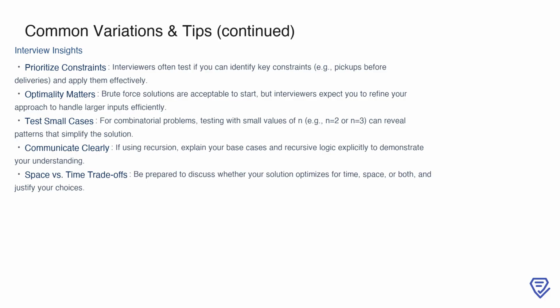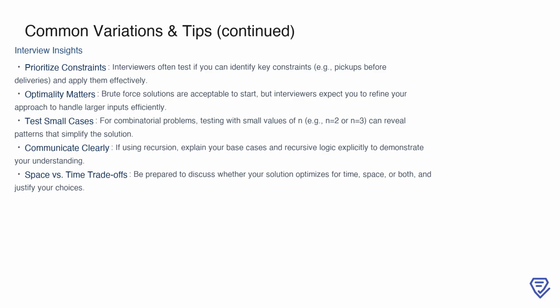One of the most important is to prioritize the constraints. Interviewers want to see if you can effectively enforce rules like ensuring all pickups occur before their corresponding deliveries. They also value solutions that are optimal. While brute force may be acceptable as a starting point, you are expected to refine your approach to handle larger inputs efficiently. Testing small cases is another valuable strategy for combinatorial problems.